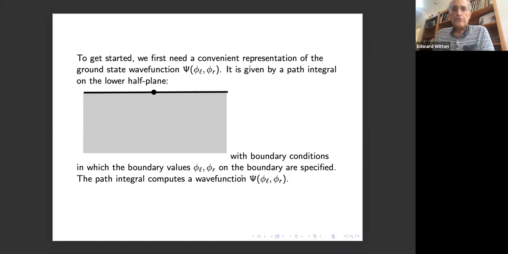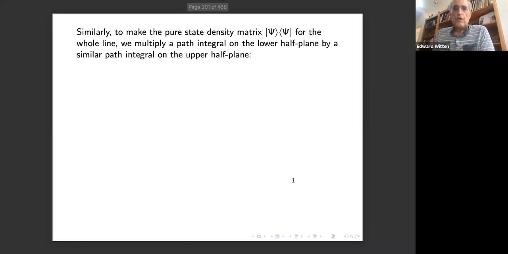The path integral computes a wave function psi that depends on both phi left and phi right. Similarly, how would we make a pure state density matrix for this vacuum state psi? The pure state density matrix is just a bra times a ket, and we can make the bra or the ket by the same procedure.